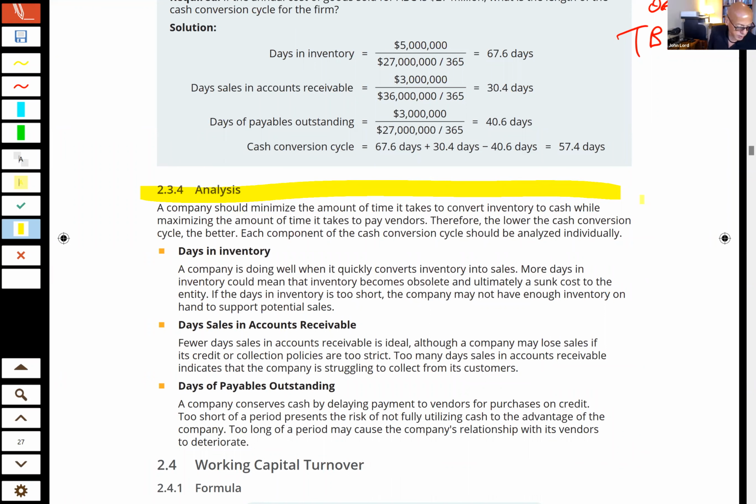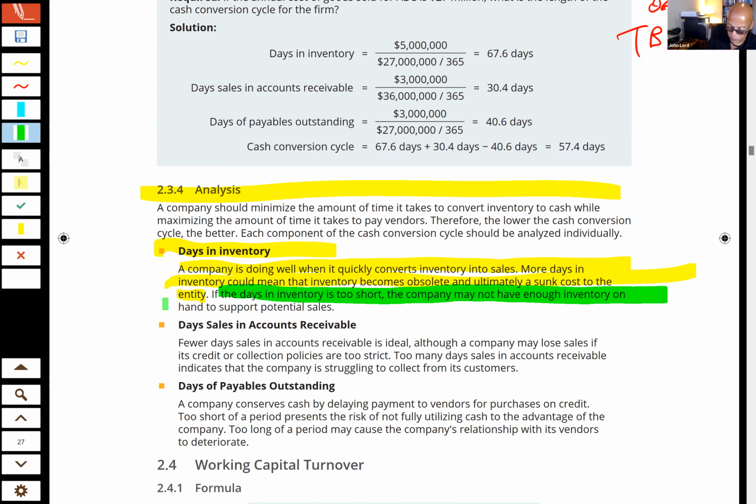So let's get us ready with some flashcards there. Days in inventory. A company's doing well when it quickly converts its inventory into sales. More days in inventory could mean that the inventory is becoming obsolete, right? We're not going to be able to sell it. If the days in inventory is too short, the company may not have enough inventory on hand to support potential sales. Well, just go ahead and flashcard.